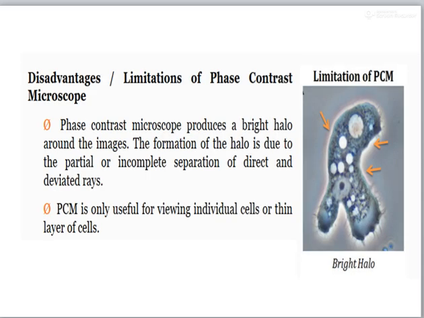Now, it also has some disadvantages, because only a thin layer of cells can be viewed under the phase contrast microscopy. And sometimes, when you view certain specimens under the phase contrast microscope, a bright halo might also be found, and the formation of this halo is due to the partial or incomplete separation of the direct or the intermediate rays. You can see a small halo is being formed.